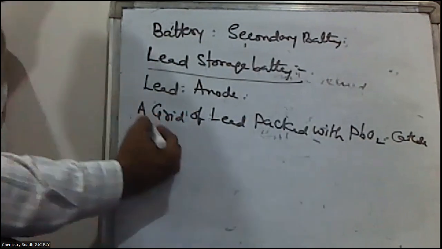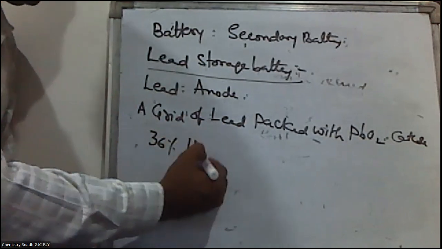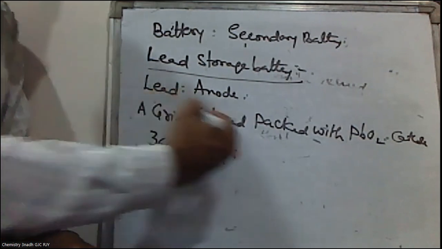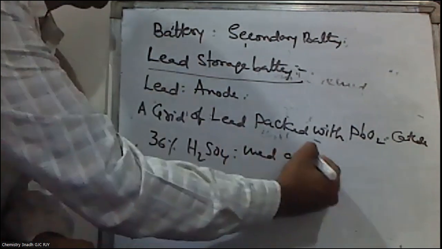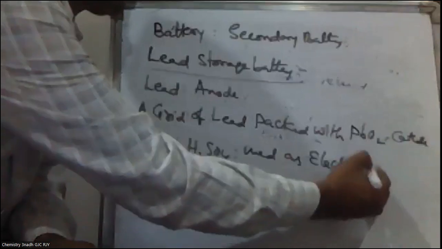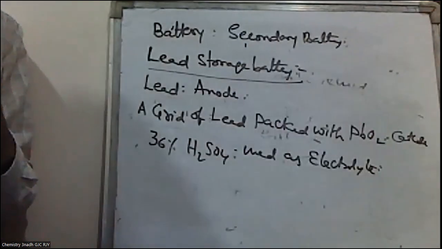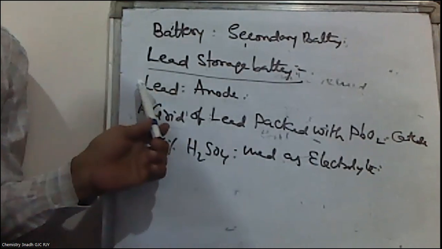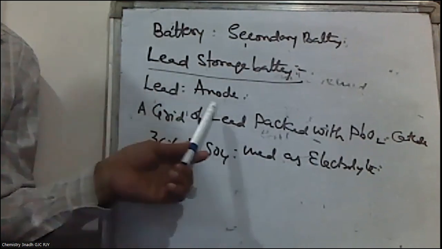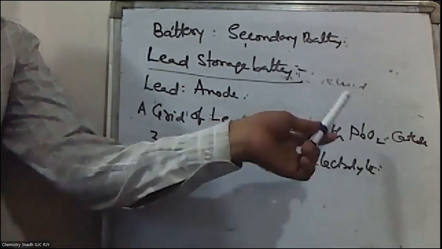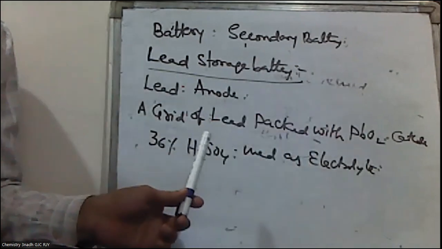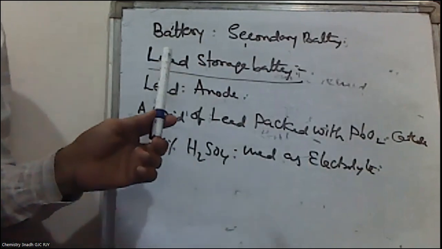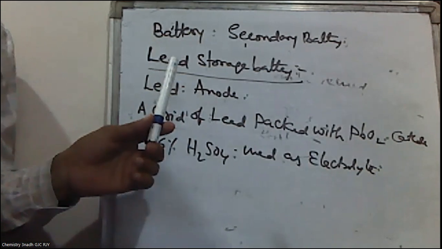And 36% sulfuric acid is used as the electrolyte. So in the lead storage battery, what is the anode? Lead is the anode. A grid of lead packed with lead dioxide acts as the cathode. And 36% sulfuric acid is used as the electrolyte.